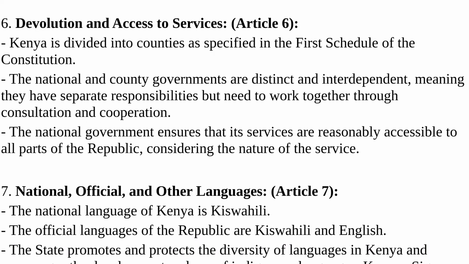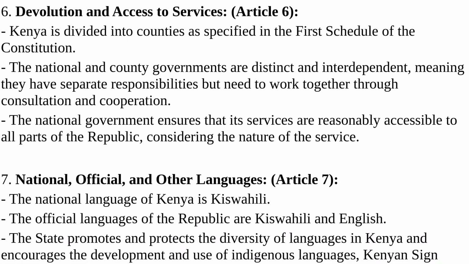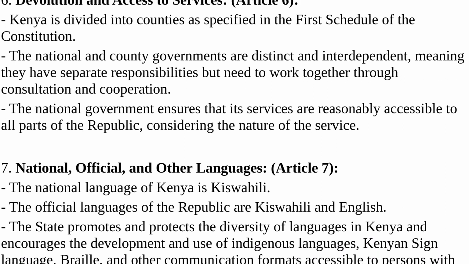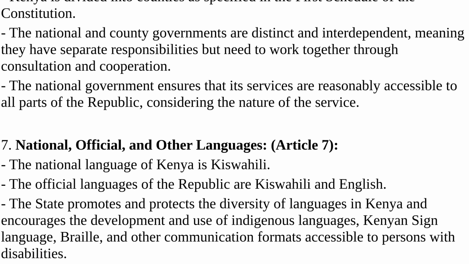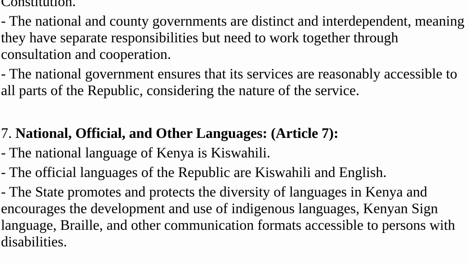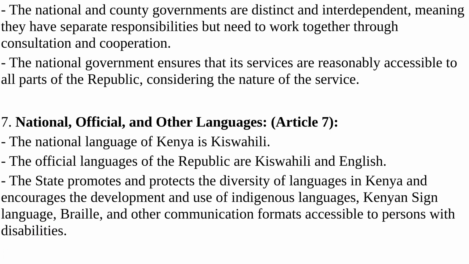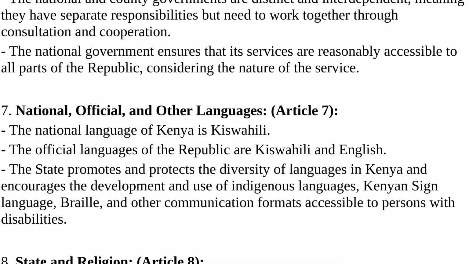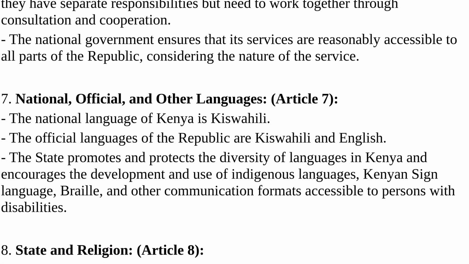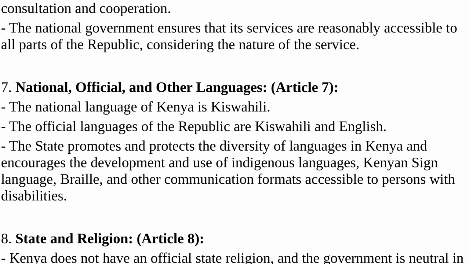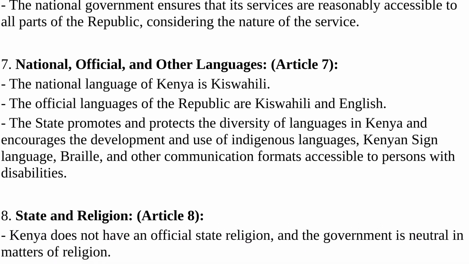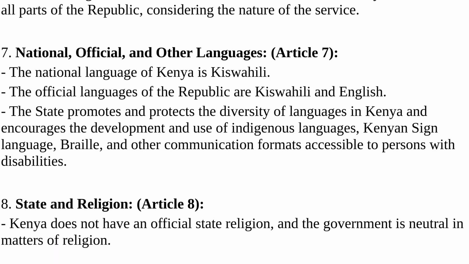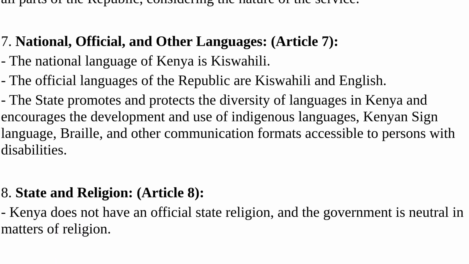7. National, official, and other languages. Article 7. The national language of Kenya is Kiswahili. The official languages of the republic are Kiswahili and English. The state promotes and protects the diversity of languages in Kenya and encourages the development and use of indigenous languages, Kenyan Sign Language, Braille, and other communication formats accessible to persons with disabilities.